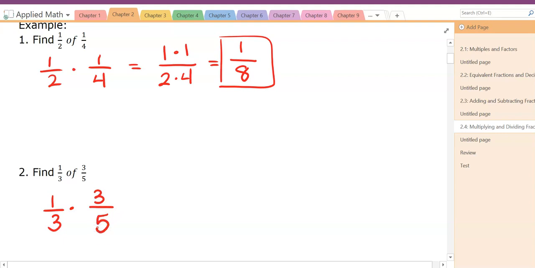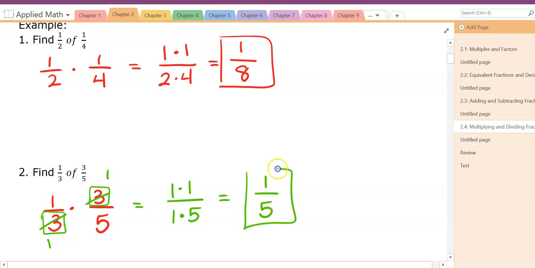You could do what I did. You could take 1 times 3 and 3 times 5. You can also, because you have a 3 in the numerator and a 3 in the denominator, and they're across from each other like that, you can cancel them out. You can reduce them. So these would both reduce to a 1. So then if you did the math, it'd be 1 times 1 and 1 times 5. And that's just by reducing beforehand. So we get 1/5.